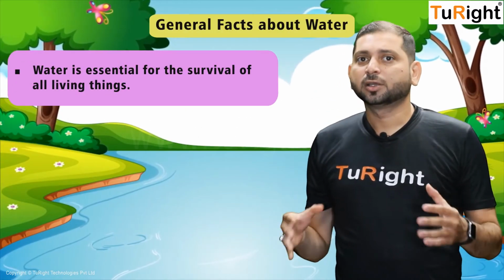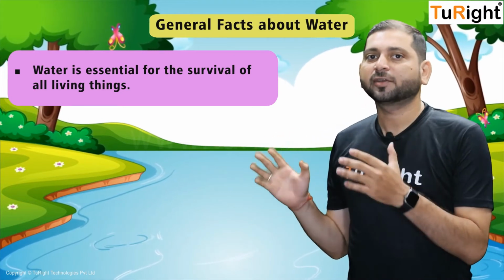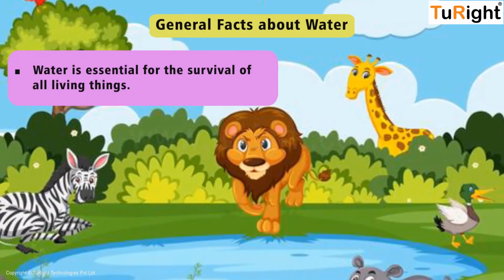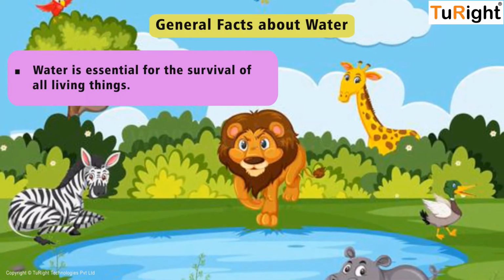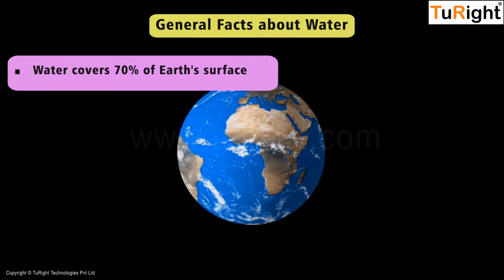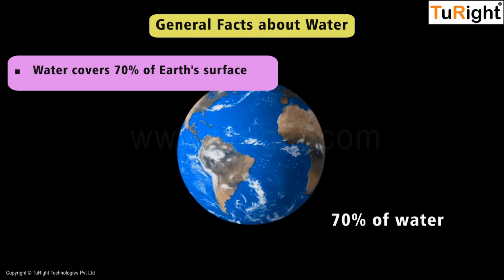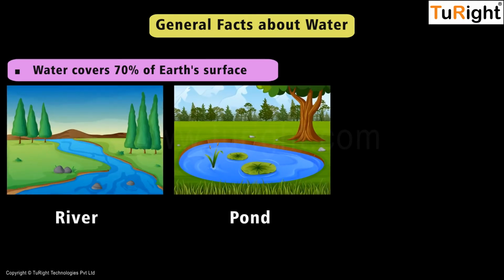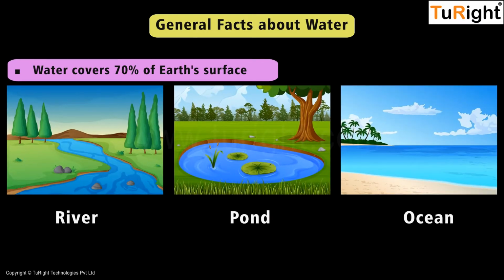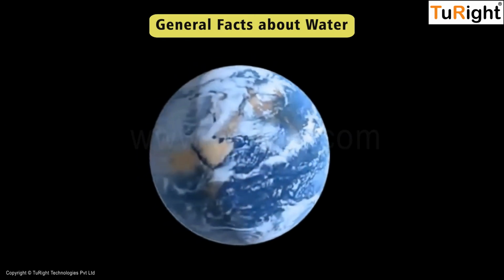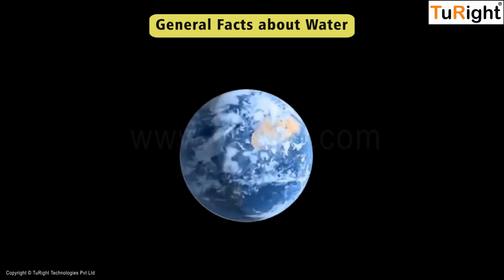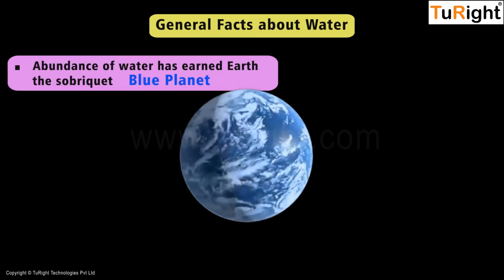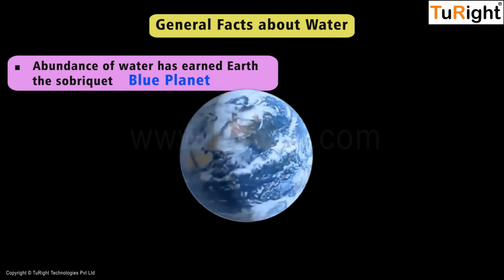Water is essential in the survival of all living forms, whether it is animals, plants, human beings, and other life forms. It covers 70% of our planet in the form of rivers, ponds, oceans, and streams, making Earth appear blue in color when seen from space. In fact, the abundance of water has earned Earth the name Blue Planet.